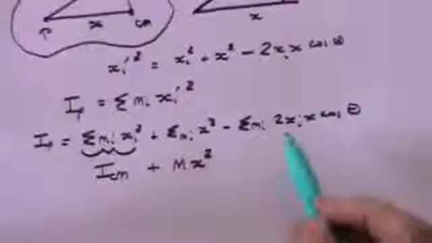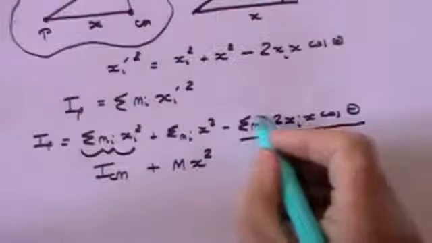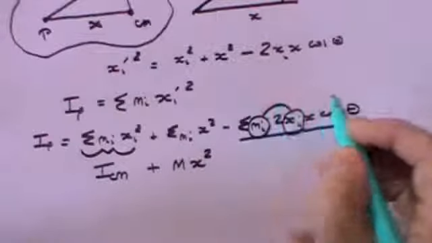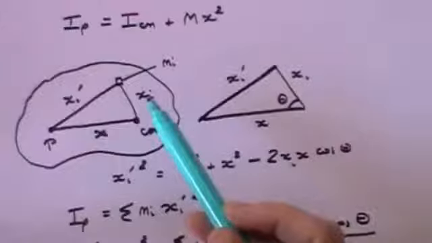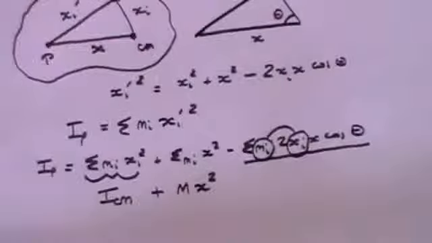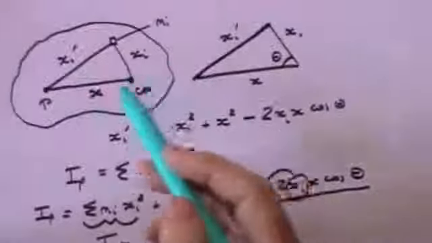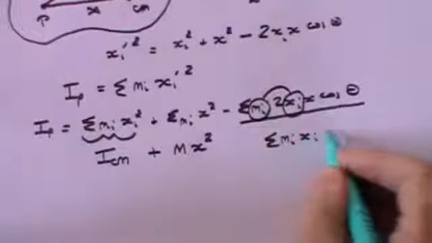So now I've got IP equals I centre of mass plus m x squared, which is exactly what I wanted. Except I've now got this rather ugly term at the end, and that's getting in the way a bit. But look, observe, we've got an mi multiplied by an xi, and it's a sigma mi xi. What is xi? xi is the distance from the centre of mass. And if you go back to the first of the videos, you will see that I showed that where the origin is also at the centre of mass, sigma mi xi equals 0.